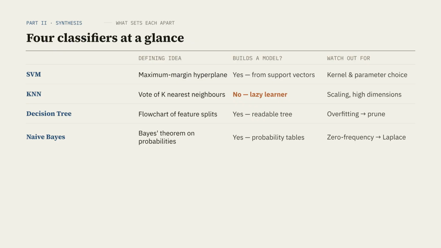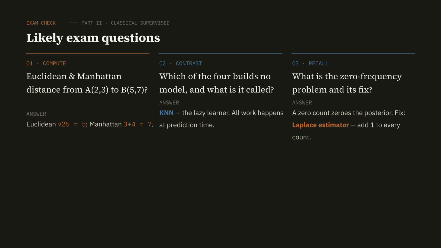Decision trees are branching flowcharts, and naive Bayes is probabilistic. Understanding if they build a model is essential. For the exam, be prepared to compute Euclidean and Manhattan distances, identify which models are lazy, and apply the Laplace fix. Practice these concepts to ensure you can confidently contrast these 4 supervised learning methods.